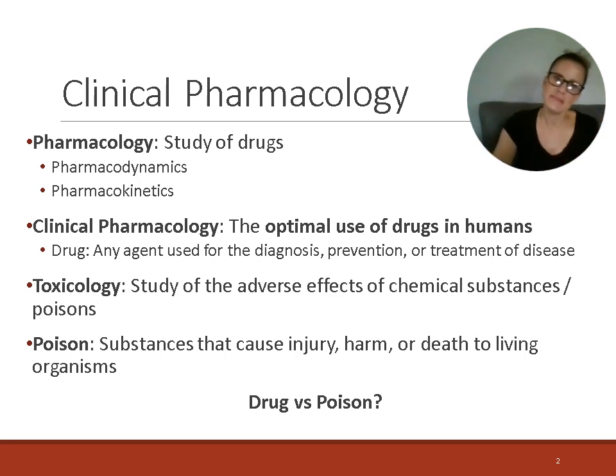So ultimately, what we're studying in this course is the drugs that you'll be prescribing to your patients so that you can prescribe the safest, most efficacious, or effective medication regimens for your patients. So I keep talking about optimal use of drugs, the study of drugs, right? So what is a drug?